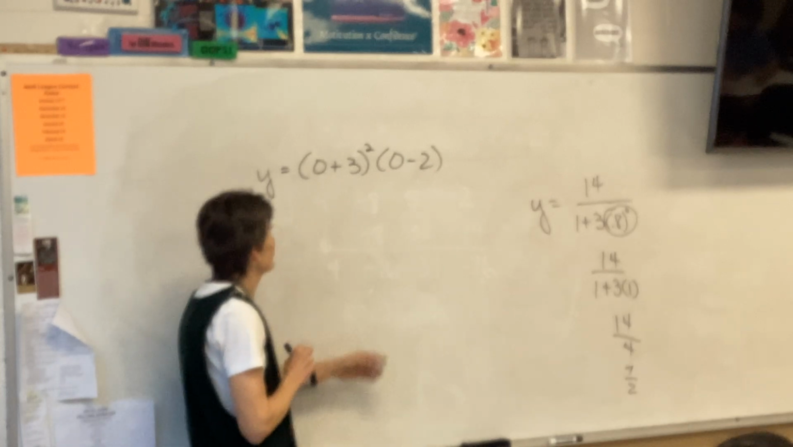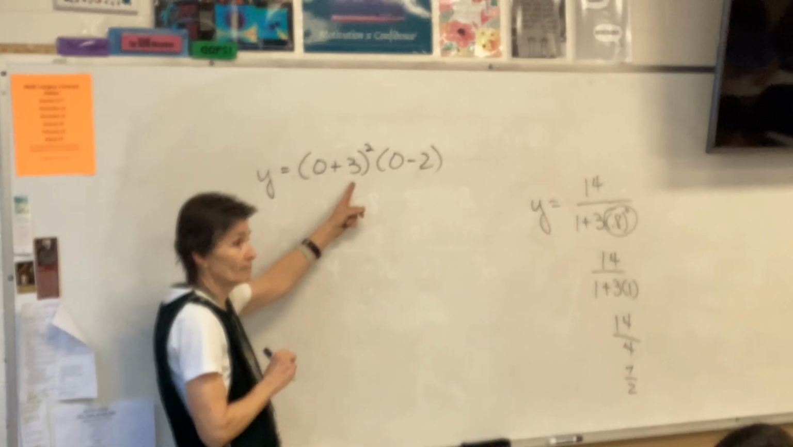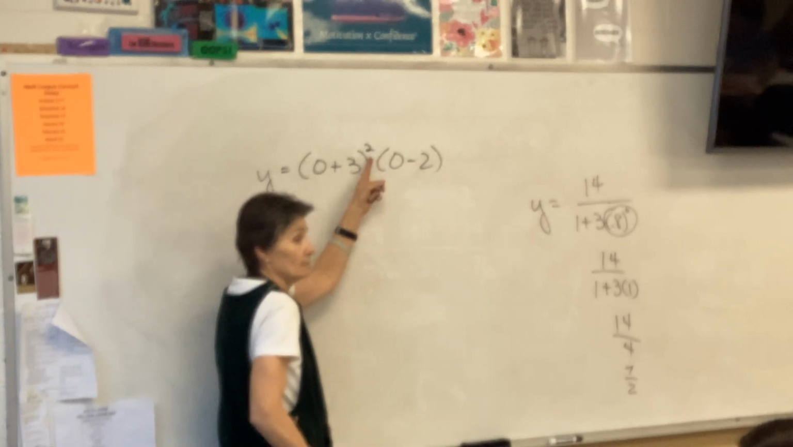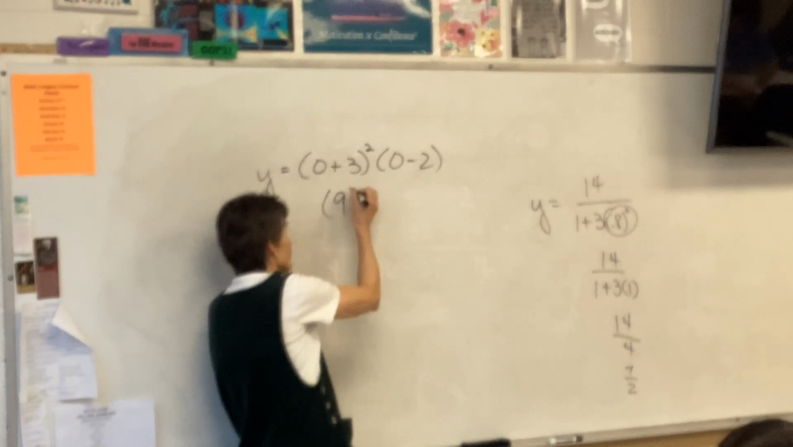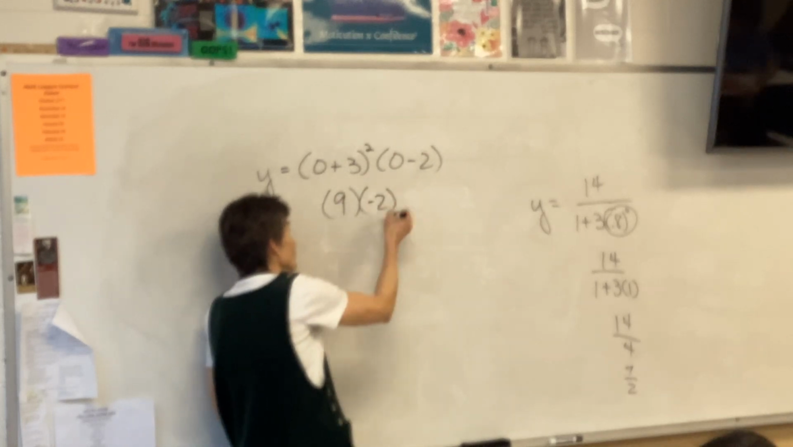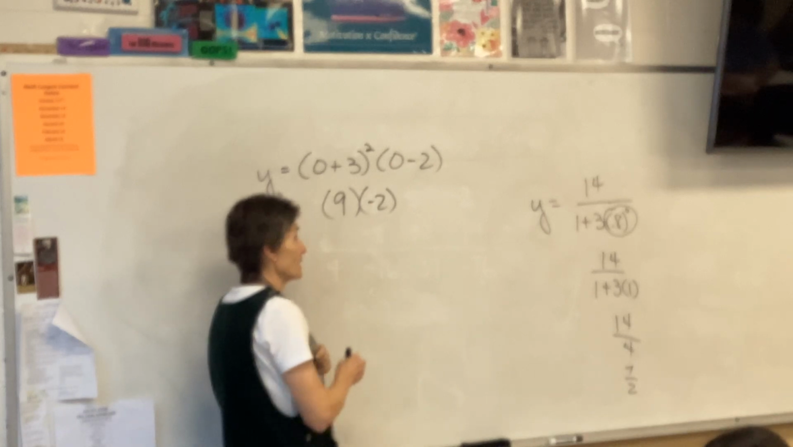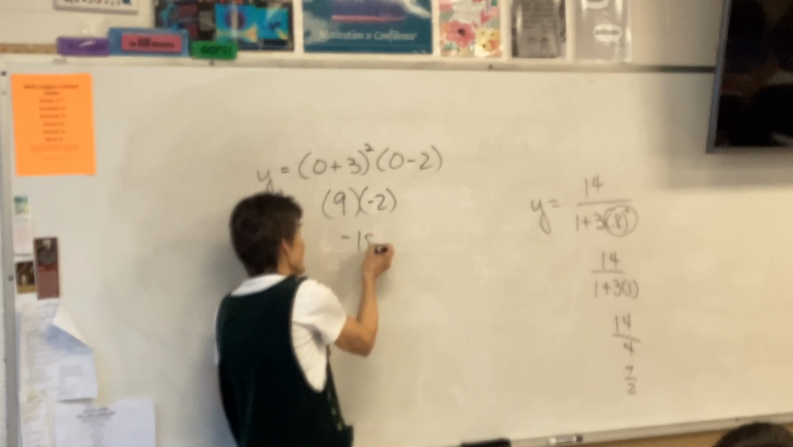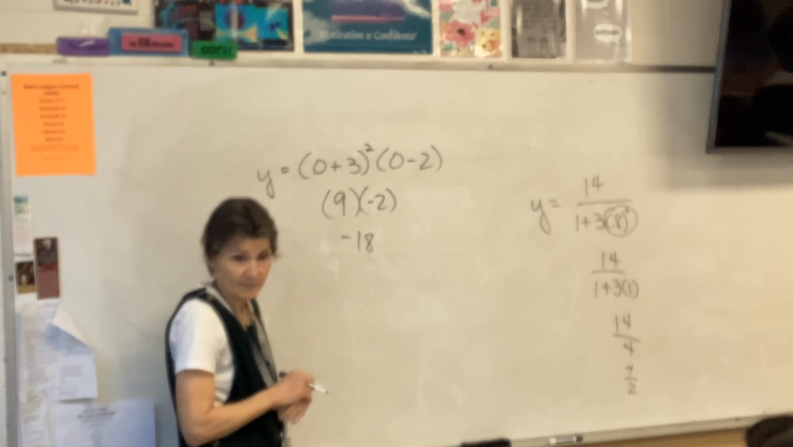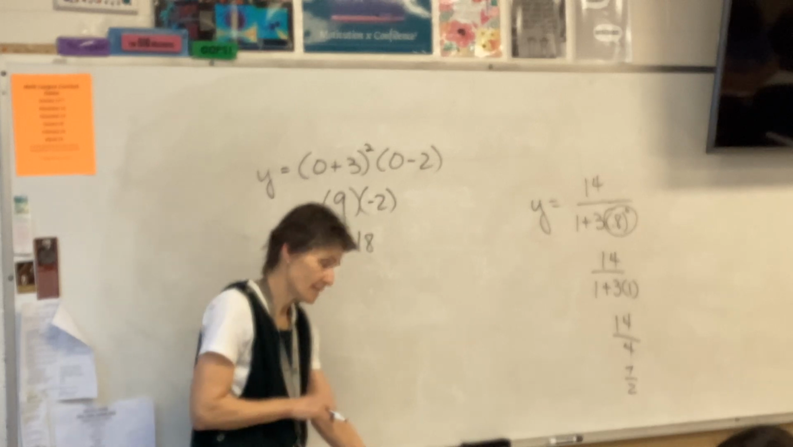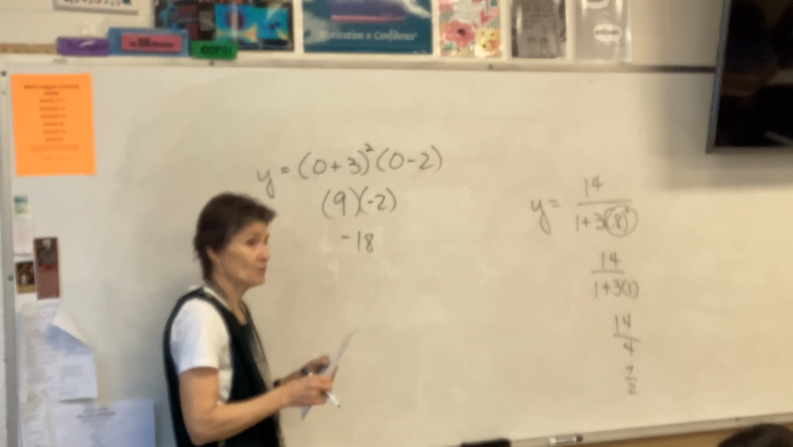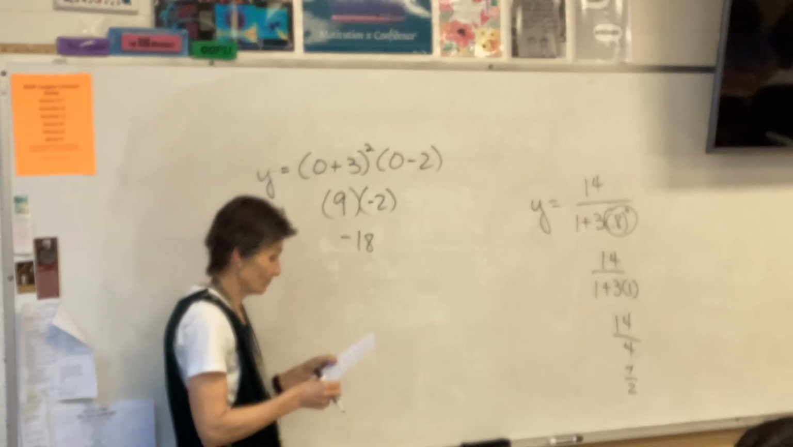Okay, now do the math. So what's 0 plus 3? 3 squared, so this is 9. What's 0 minus 2? Negative 2. Timesing them together is going to give me negative 18. So, what's your y-intercept? Negative 18. Easy, easy, easy. How do you find the y-intercept? You let x be 0.